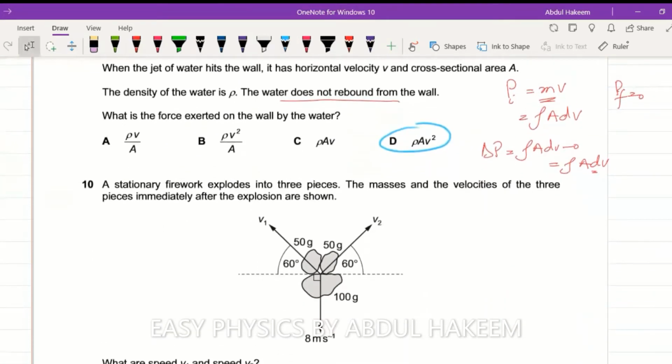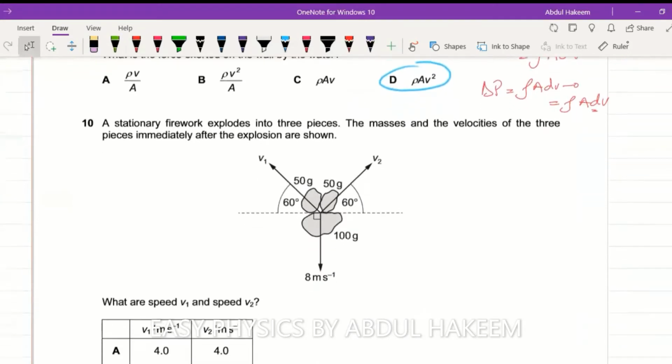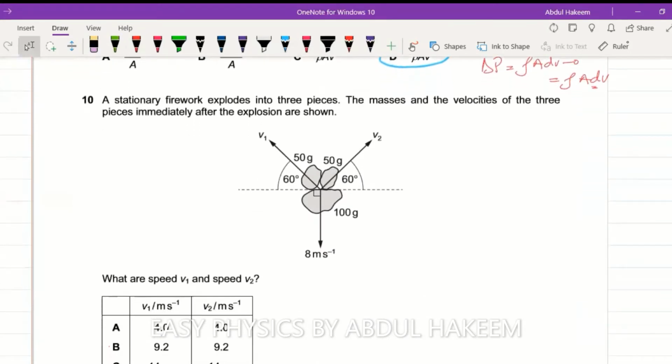Now the next: a stationary firework explodes into three pieces. The masses and the velocities of the three pieces immediately after the explosion are shown. What are the velocities v1 and v2? So look, both angles are the same, masses are the same, so definitely the velocities will be the same.